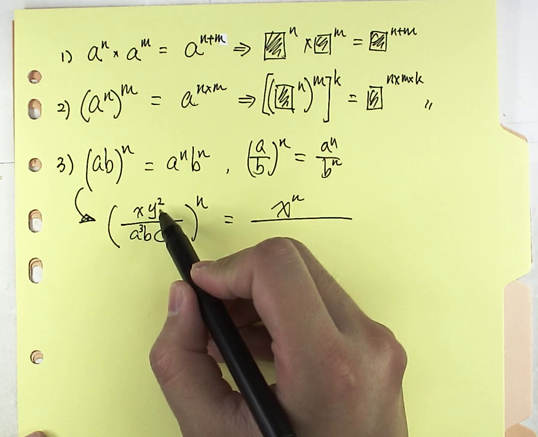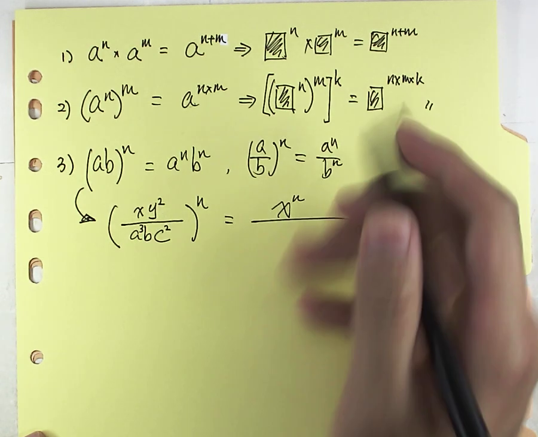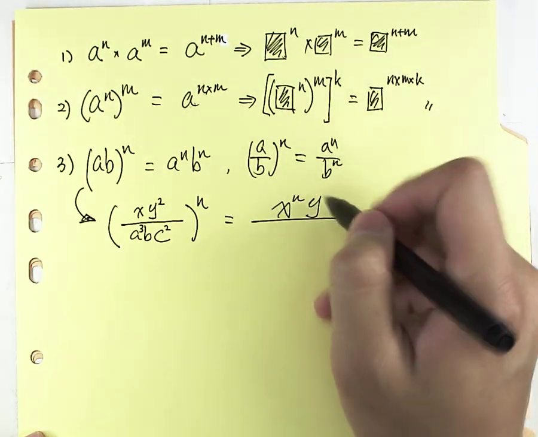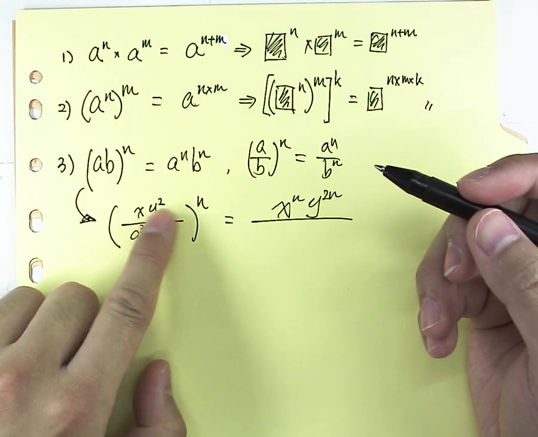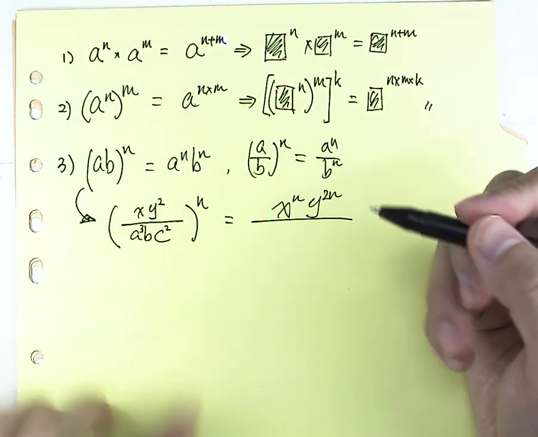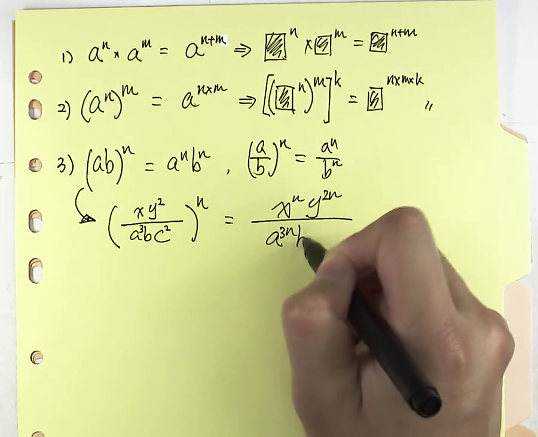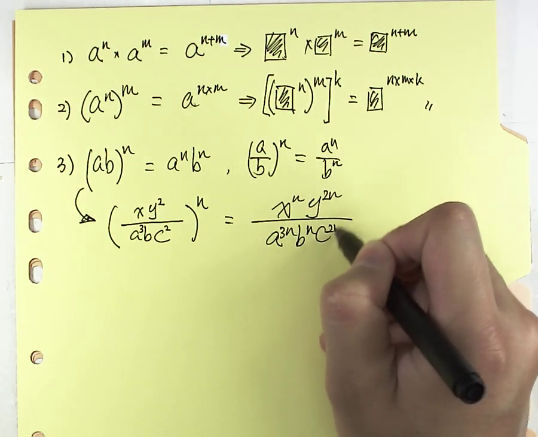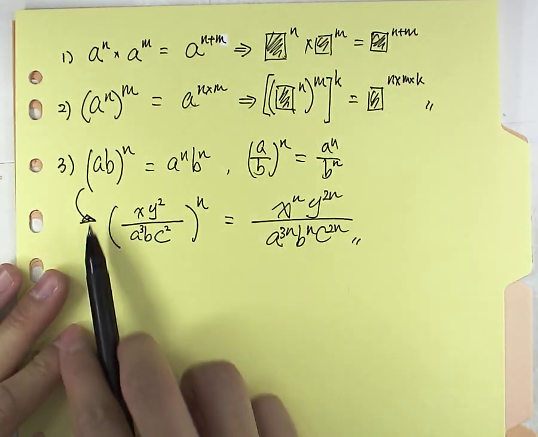And then y squared becomes y to the power 2n. The 2 and n should be multiplied, not added, because it's power 2 and then to the power n, meaning power to the power. And then here again, a to the 3n, b to the n, and c to the 2n. So you better learn this.